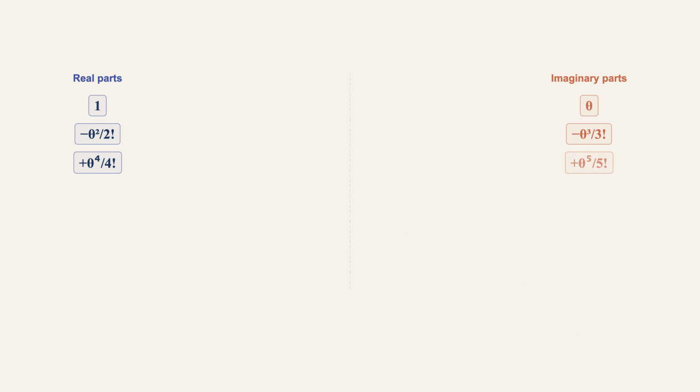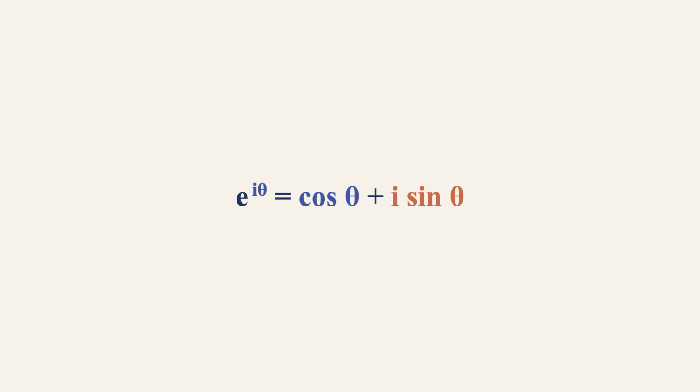The real parts are 1 minus theta squared over 2 factorial plus theta to the 4th over 4 factorial. That's the Taylor series for cosine. The imaginary parts are theta minus theta cubed over 3 factorial plus theta to the 5th over 5 factorial. That's the Taylor series for sine. So e to the i theta equals cosine theta plus i times sine theta. That's Euler's formula, published in his 1748 book, Introductio in Analysin Infinitorum.